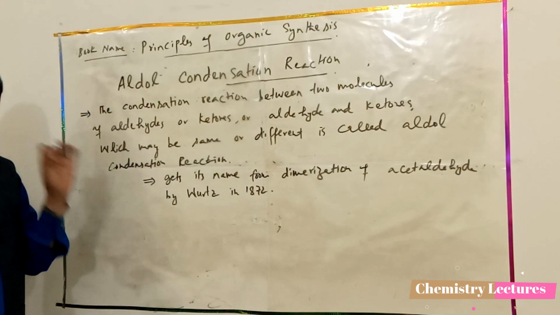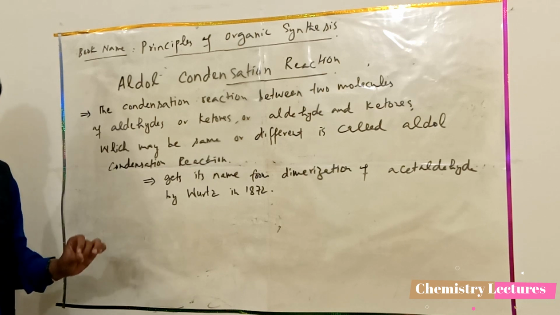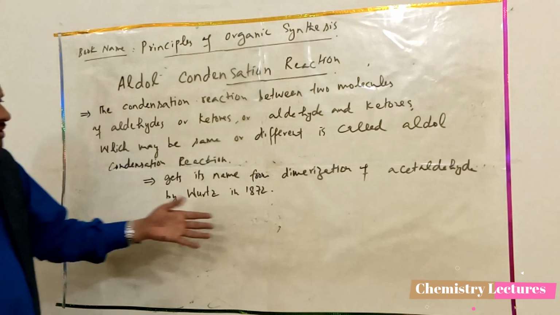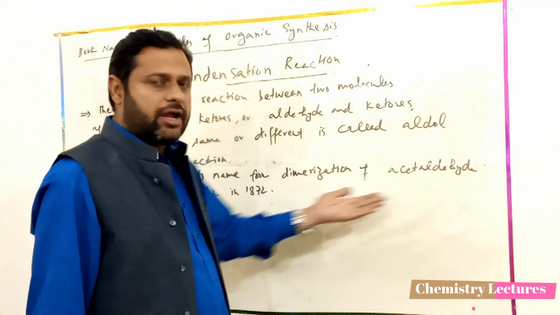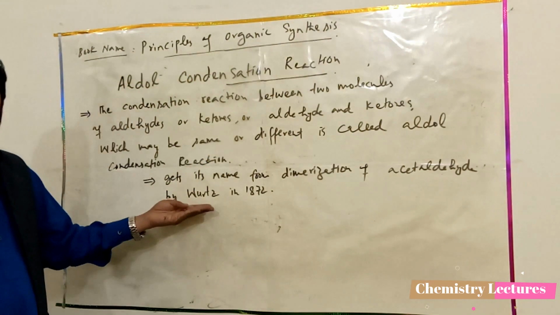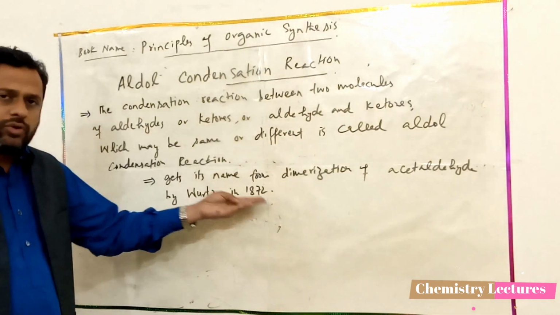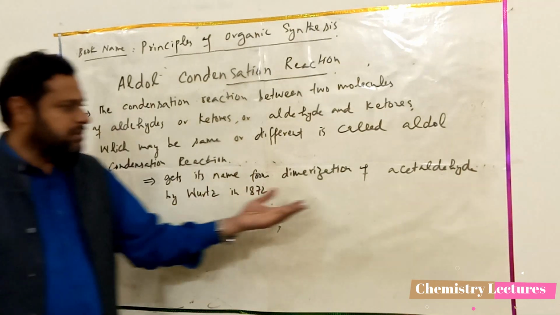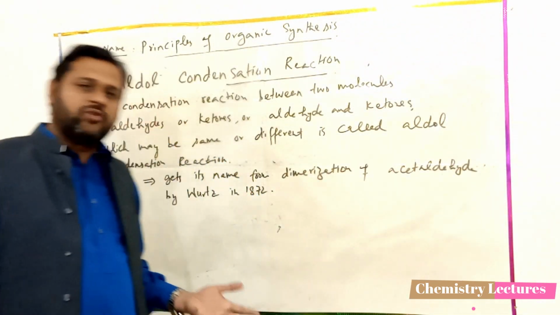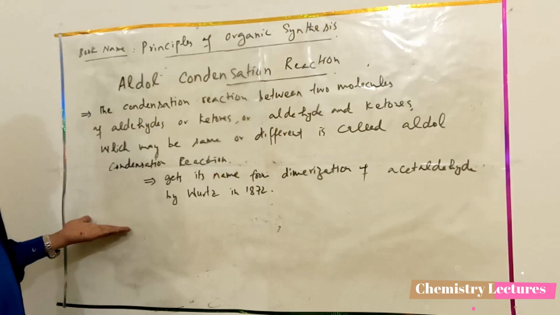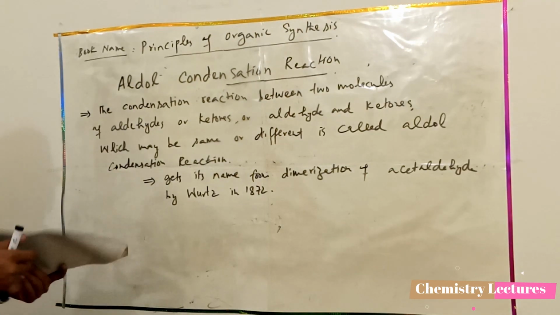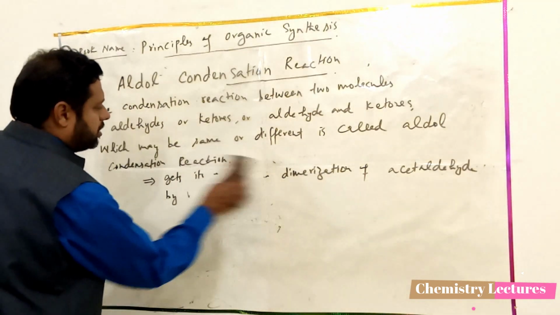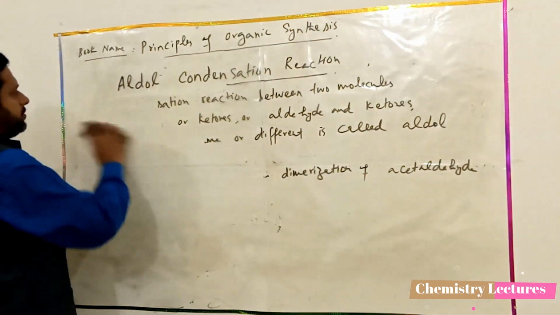This is one of the best and most important methods for the formation of the carbon-carbon bond. The reaction gets its name from the dimerization of acetaldehyde, carried out by a scientist named Wurtz in 1872. He first made a product from the dimerization of acetaldehyde, and the product name was Aldol. I will give you the mechanism of this reaction. The Aldol condensation reaction consists of 3 steps.